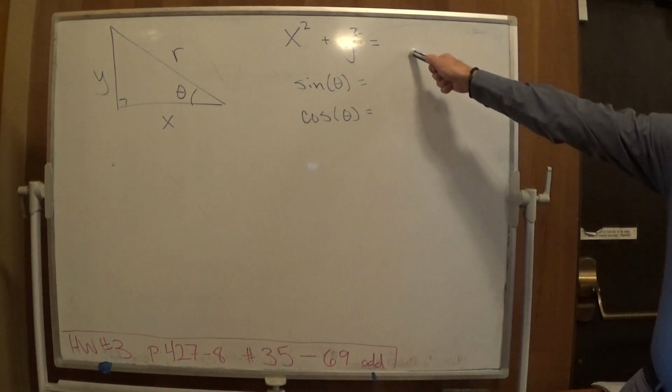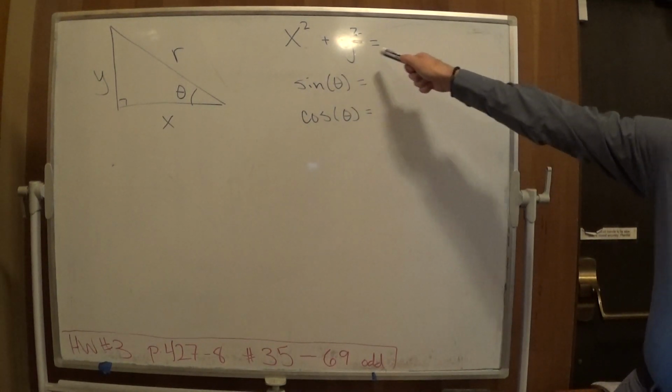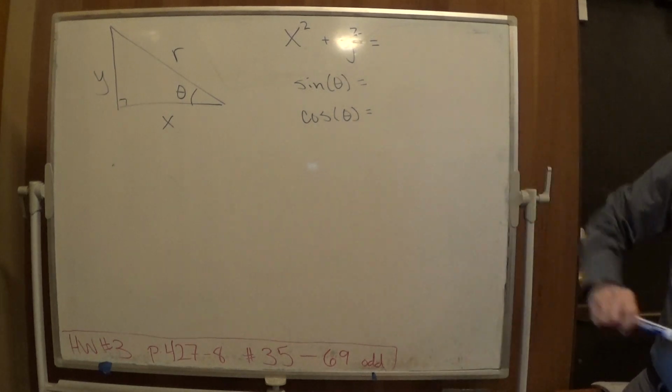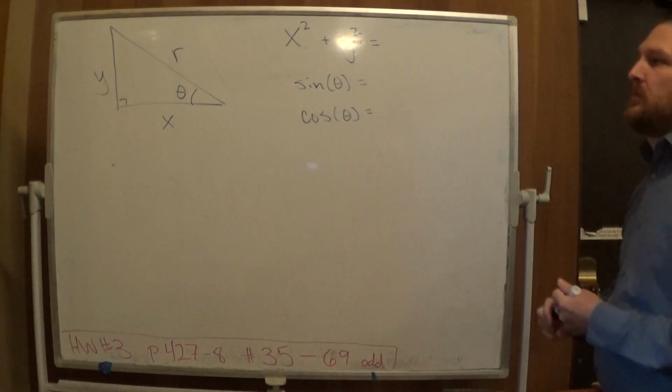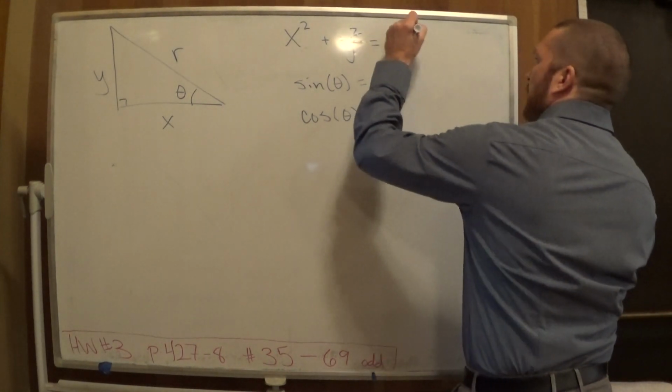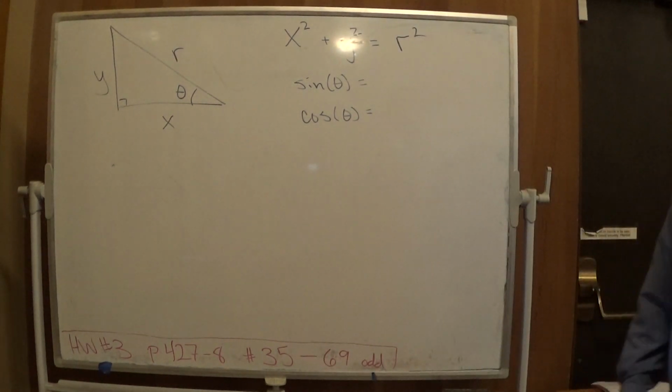That equals what? R squared, right? It's just simply the Pythagorean theorem. There's nothing funny going on there. All right? It's the hypotenuse squared. R happens to be what we named the hypotenuse.